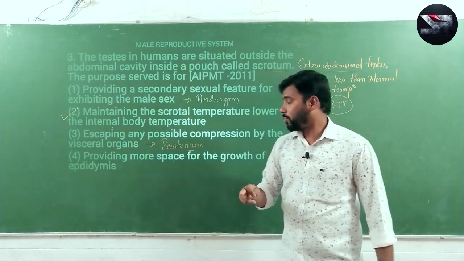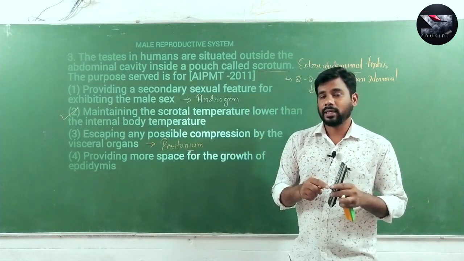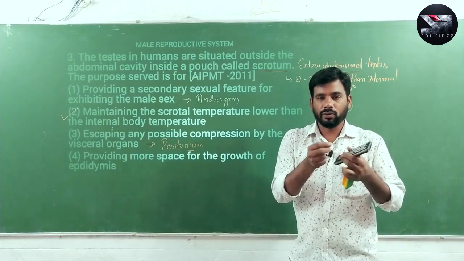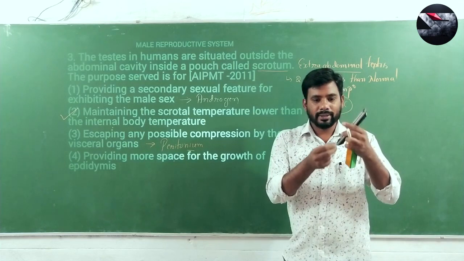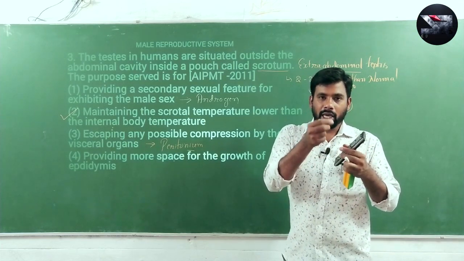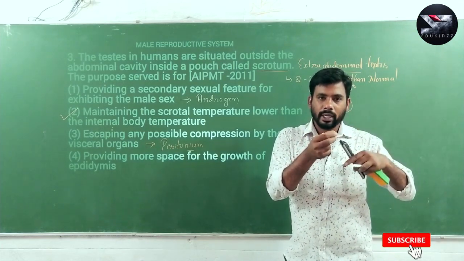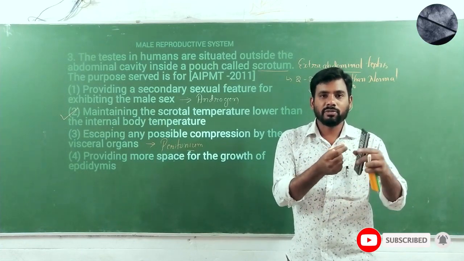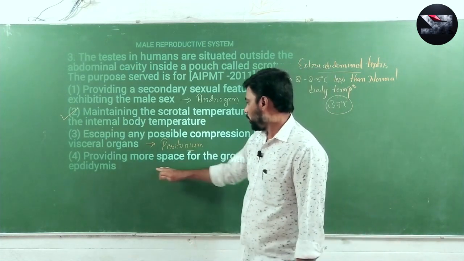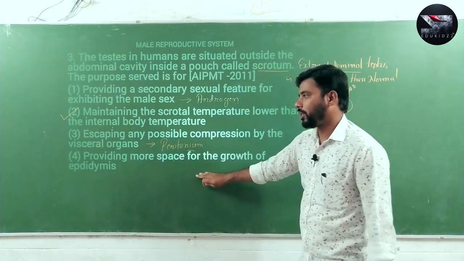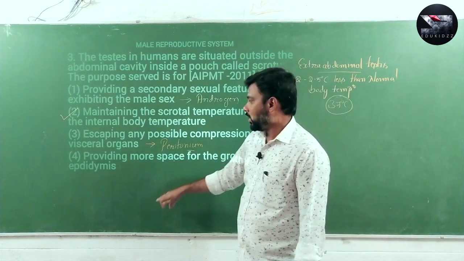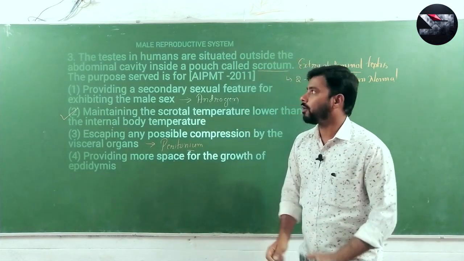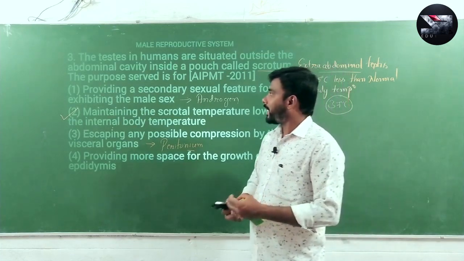And one more thing that you have to remember: the testes are not exactly situated at the same line. One testis is slightly above the other, one is lowered and one is slightly above. So while walking, that prevents friction between the testes, and finally provides more space for the growth of epididymis. So it is also not the right answer. The epididymis does not require much space. So the right answer is option 2. Now let us take the next question.